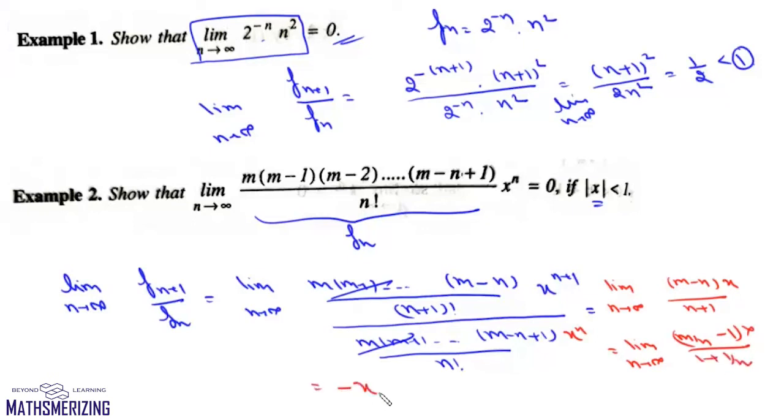but minus x. Now this is your L. Now the value of this limit will be 0 if mod L is less than 1. That means mod of minus x will be less than 1, or we can say when mod of x is less than 1, which is what we need to prove.